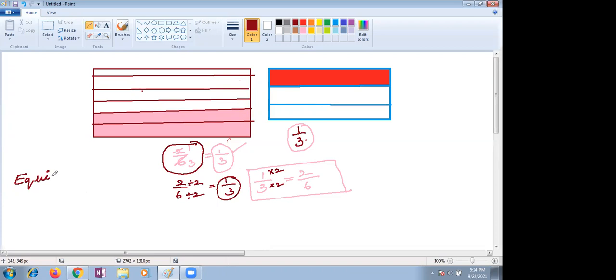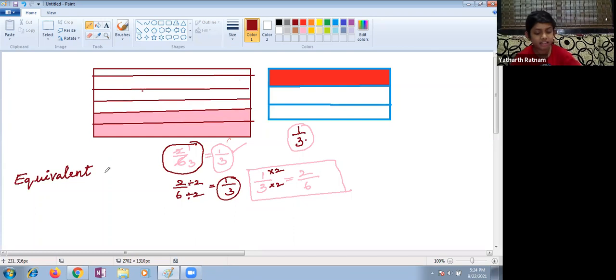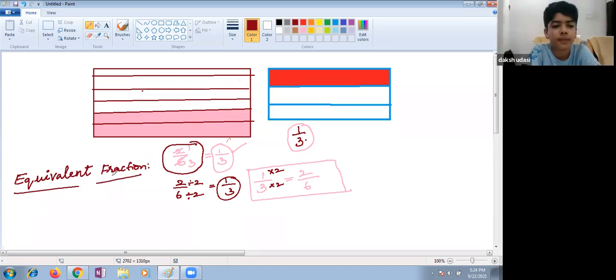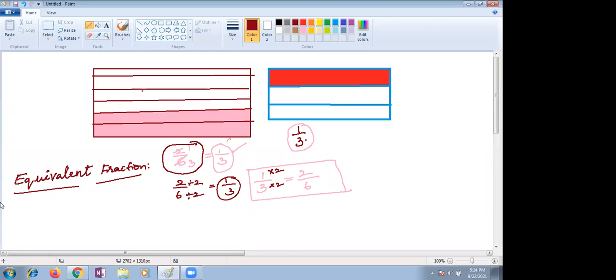Equivalent fractions. What is the spelling for equivalent, children? E-Q-U-I-V-A-L-E-N-T, fractions. Equivalent fractions. Spellings also please learn, children, because you are in grade 6. How will you get equivalent fractions? Two or more fractions that represent the same value, we can call them equivalent fractions.